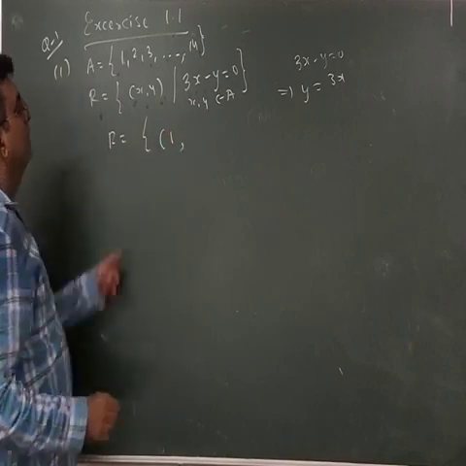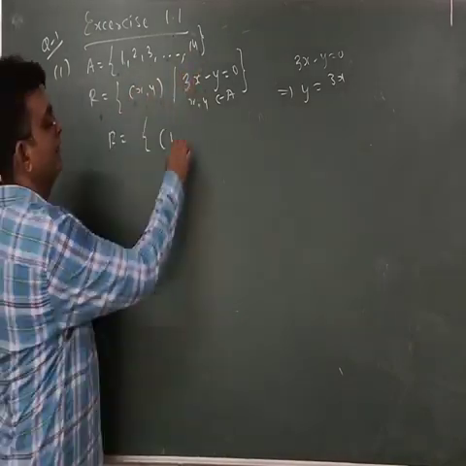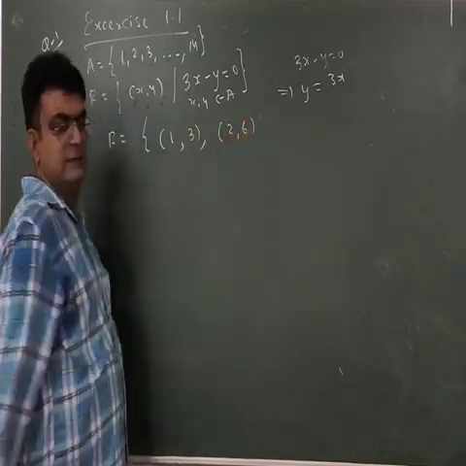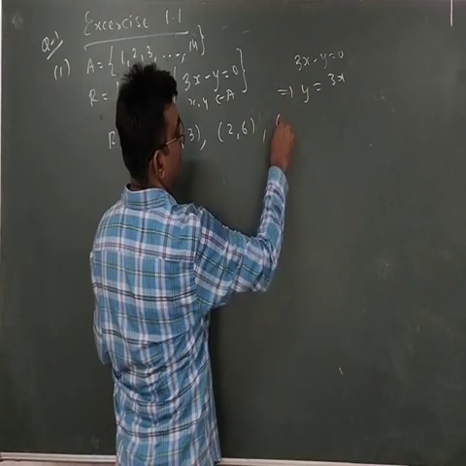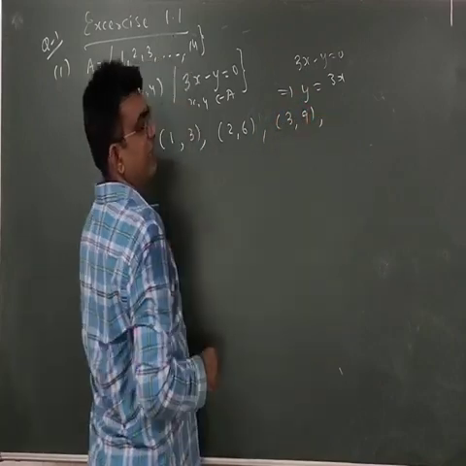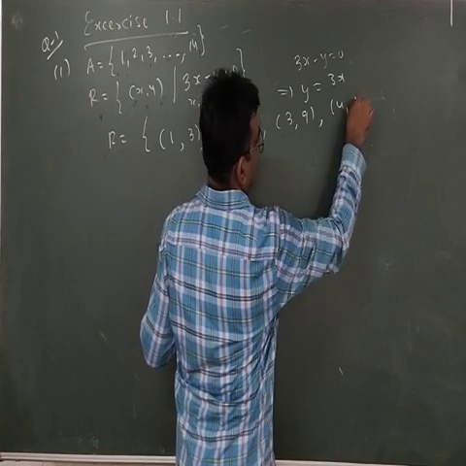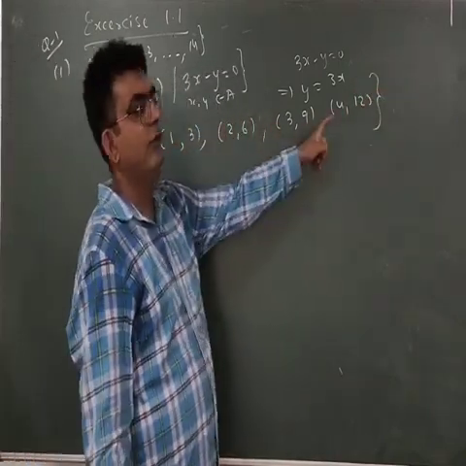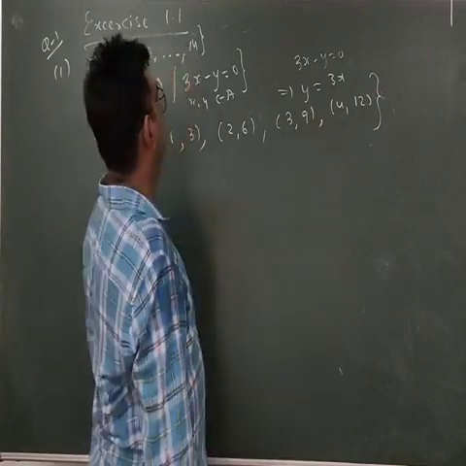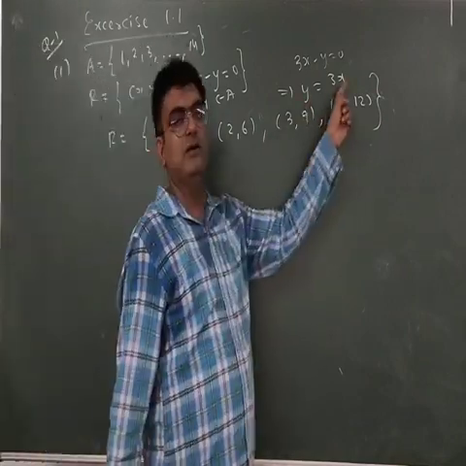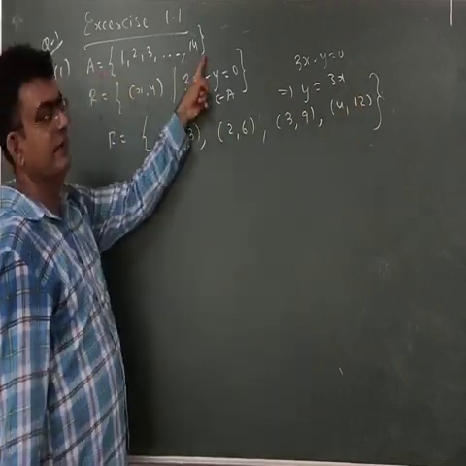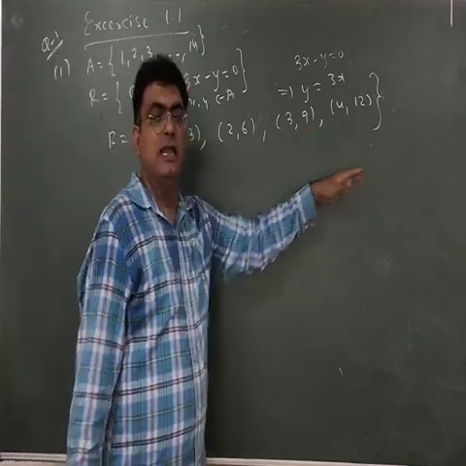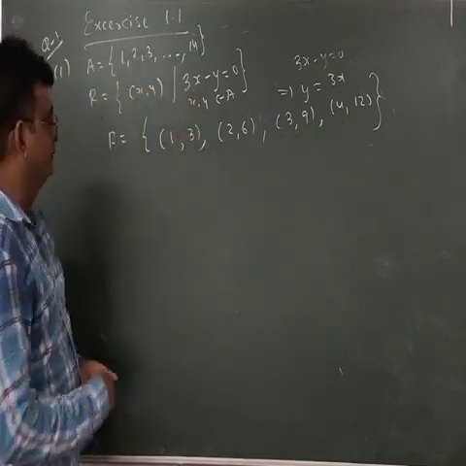Let us take x is equal to 1 from the set A. You get y is equal to 3. Put x is equal to 2, you get 6. When I put x is equal to 3, you get y is equal to 9. And when you put x is equal to 4, you get y is equal to 12. I have put only 1, 2, 3, 4. I have not put 5. Why? Because if I put x is equal to 5, I will get y is equal to 15, and 15 is not there in A. So the maximum possibilities are these 4 elements only. I cannot put the value of x more than 4.